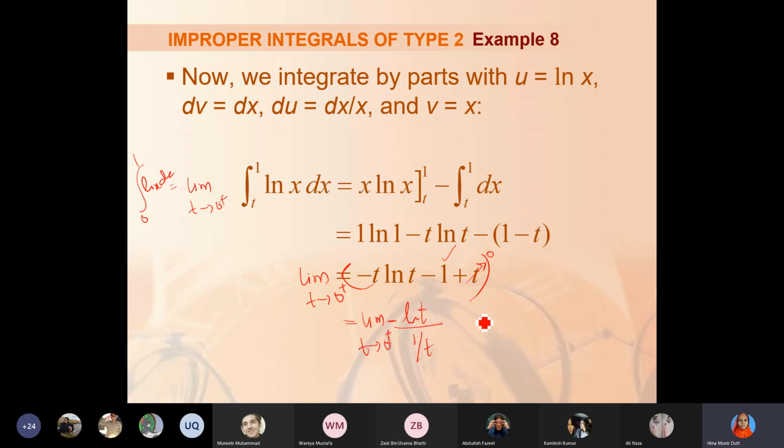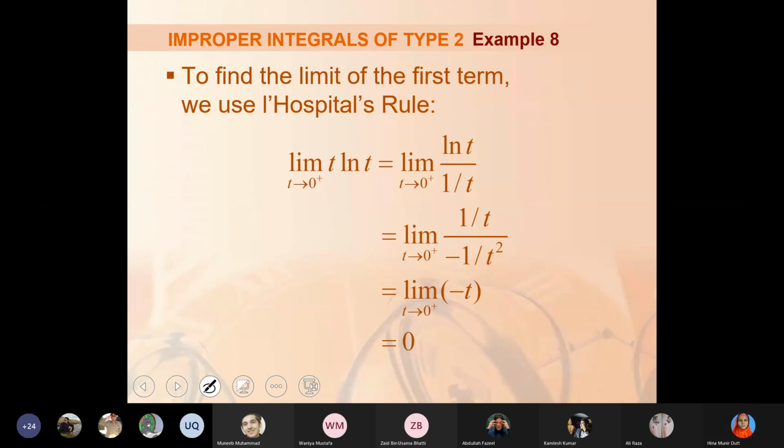Now ln of t when t goes to 0 is infinity, and 1 over t when t goes to 0 is infinity. This is infinity over infinity form with minus 1 because it remains the same. Now I can apply the L'Hopital rule. When I apply the L'Hopital rule, I have to differentiate my numerator and denominator separately. Derivative of ln of t with respect to t is 1 over t and derivative of 1 over t is minus 1 over t square.